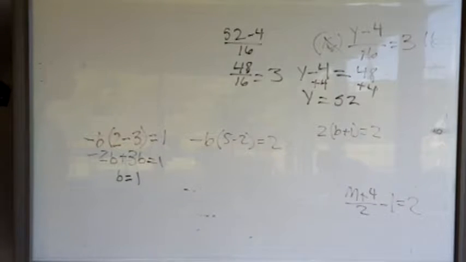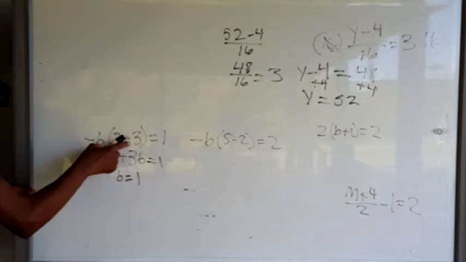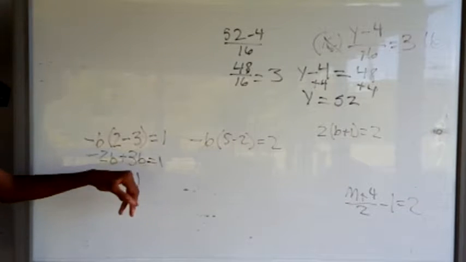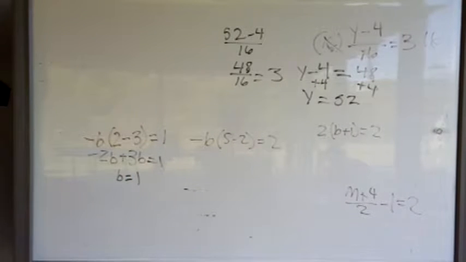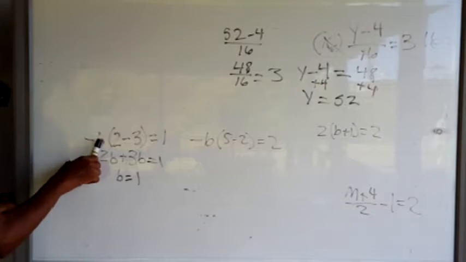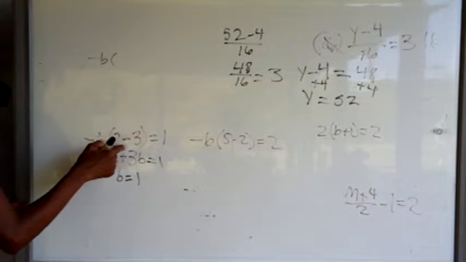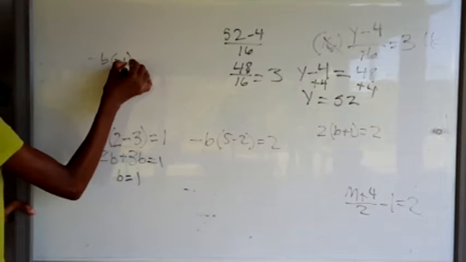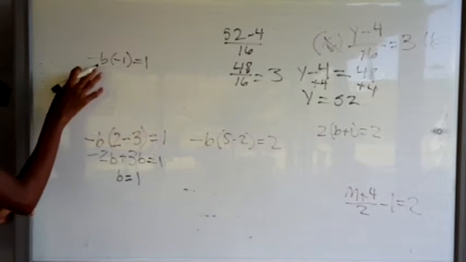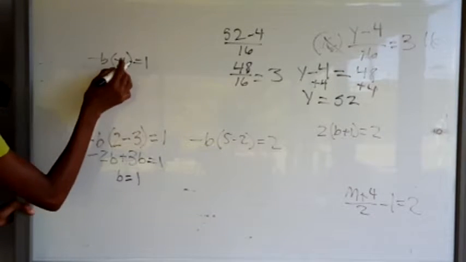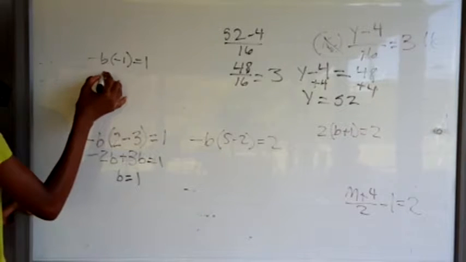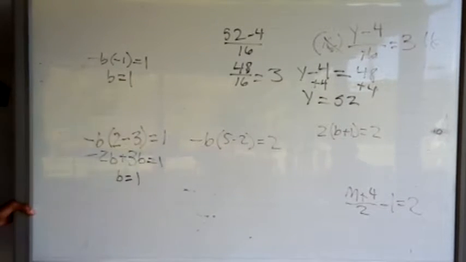But we also remember our order of operations if you're doing this. So if you see this, there's no variable. The only reason you would need to distribute is if there's a variable inside the parentheses. Otherwise, you could just solve that first. So we could have distributed the negative b, or we could have written negative b times 2 minus 3, which is negative 1, equals 1. So negative b times negative 1 would be positive 1b, or just b equals 1.